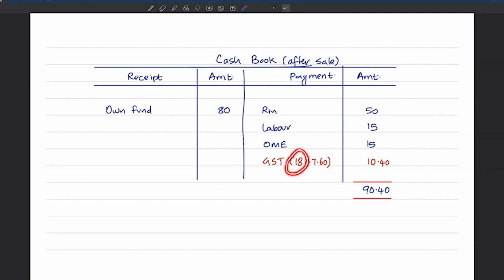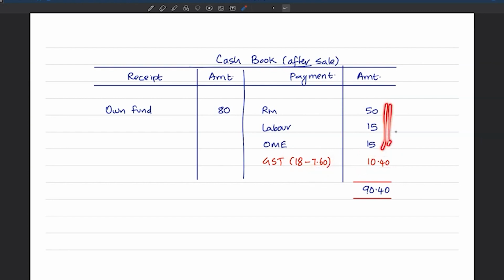But he need not pay the entire 18 because he also purchased raw materials. On that he paid GST. So this 50 included GST, and that has been adjusted here. So 18 minus GST on raw materials. So the net amount of 10.4 he should pay.